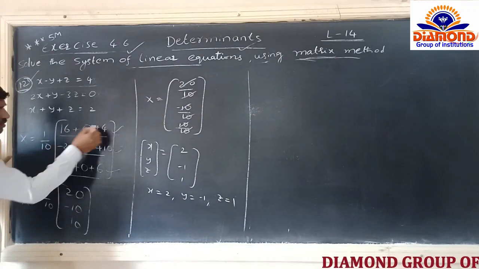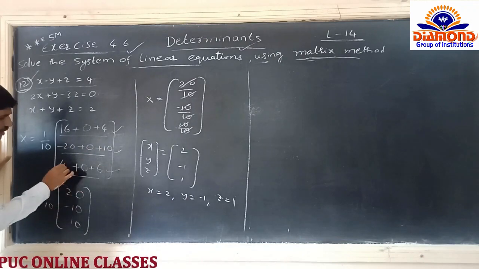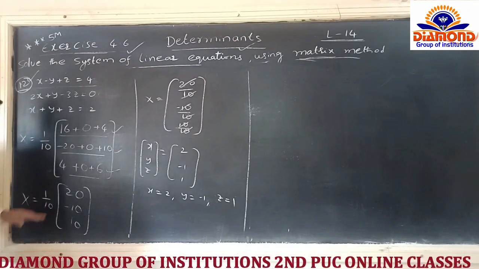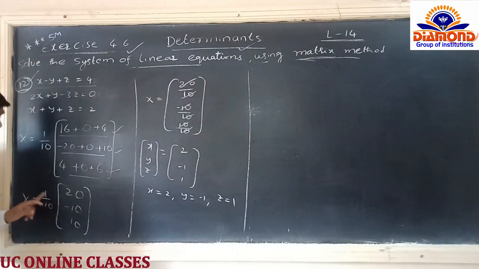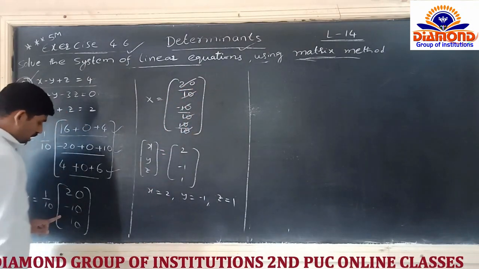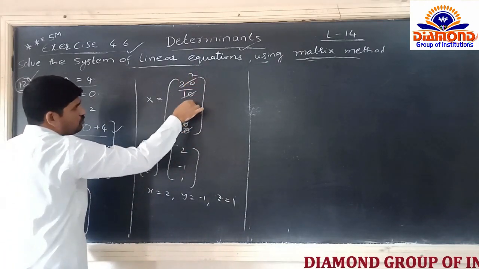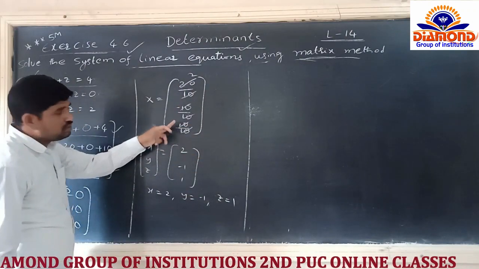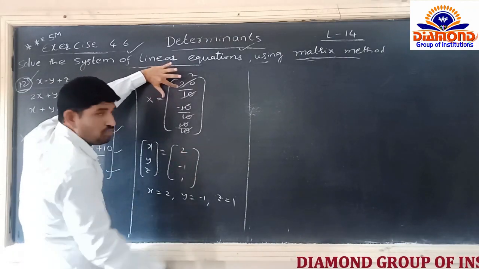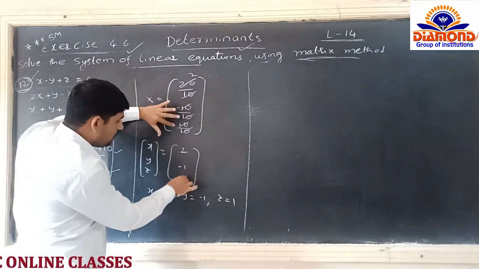Now 16 plus 4 we write as 20. Again minus 20 plus 10 is minus 10. Again 4 plus 6 we have 10. Now multiply this 1 by 10 inside the matrix, meaning each and every element is multiplied by 1 by 10. So I can write 20 by 10, next minus 10 by 10, and the last one 10 by 10. So the 10s get cancelled here. Finally we have the result: in the first place 2, in the second place minus 1, and the last one is again 1.